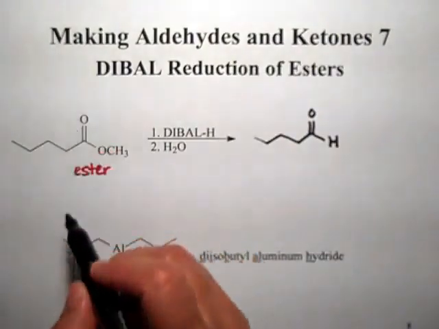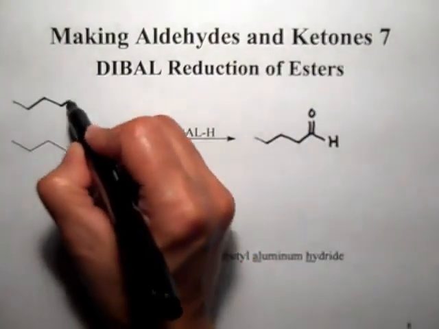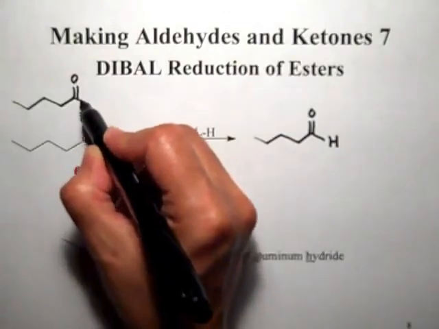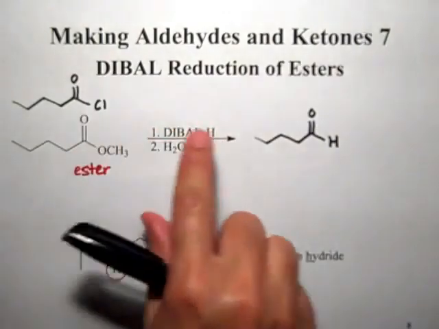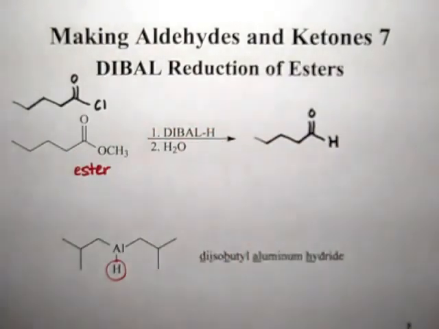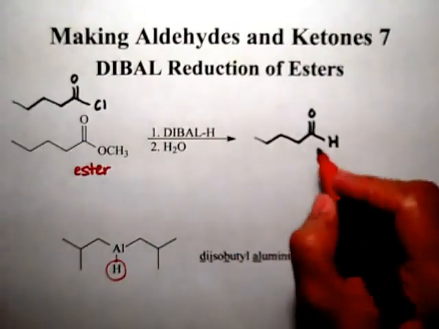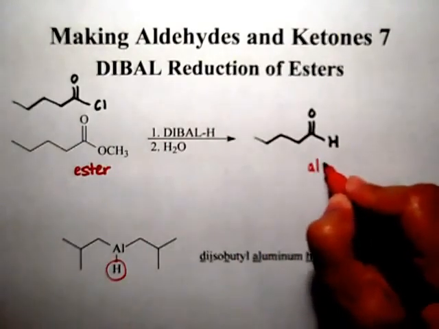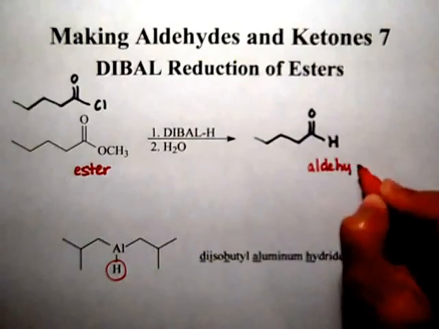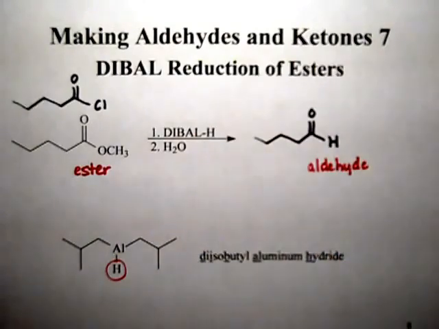As a matter of fact, if you had the acyl chloride, it will also be reduced to the aldehyde with DIBAL. So DIBAL is another one of those reagents that are selective, so we tend to use them in a specific way. This is the ending of making aldehydes and ketones. The next part is the reactions of aldehydes and ketones.